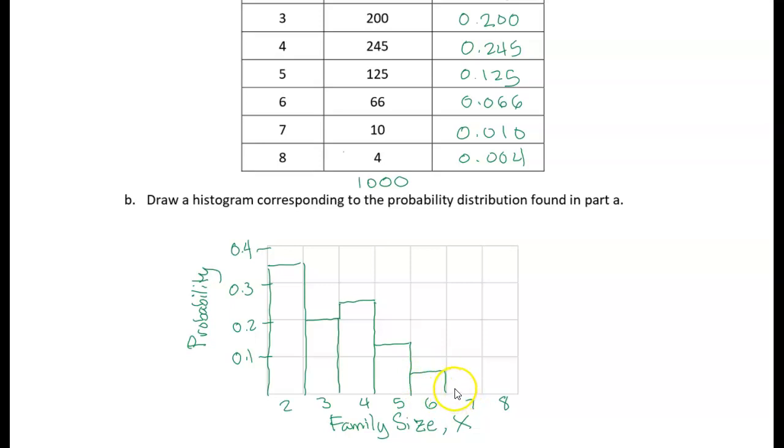7 is 0.01, so 1/10 of 1/10. So I've got to go about a tenth of the way up there. And then 8 is 0.004. That's pretty small. Sometimes it's just not even easy to graph some of those small numbers given the scale. Okay, so that's basically my bar chart. I could put a little bottom on here if I wanted to. It's hard for me to draw a straight line, but there's my histogram for the probability distribution. It's just a graphical way of representing the probability distribution.